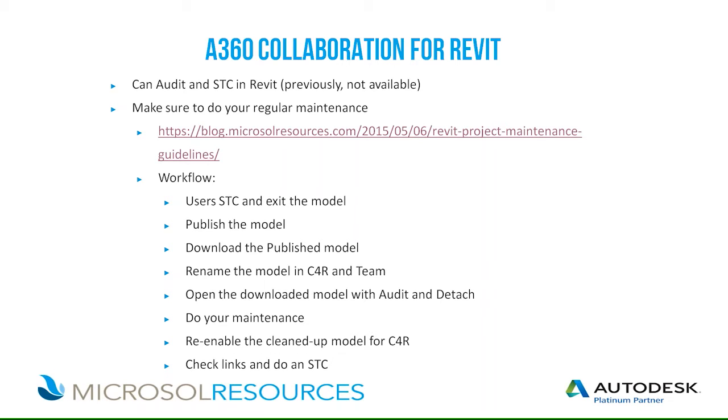I would suggest renaming that model in Collaboration for Revit and Team. You can also archive it if you really need to, but I would probably just rename it. And then you can open the downloaded model, with audit and detach, do your maintenance, re-enable the cleaned up model for Collaboration for Revit using the old name. Then just check your links and do a sync to central.